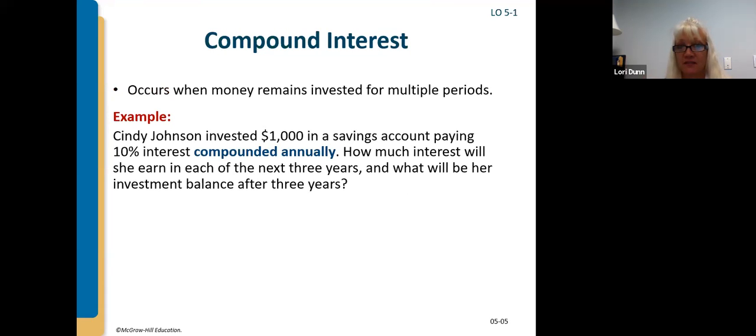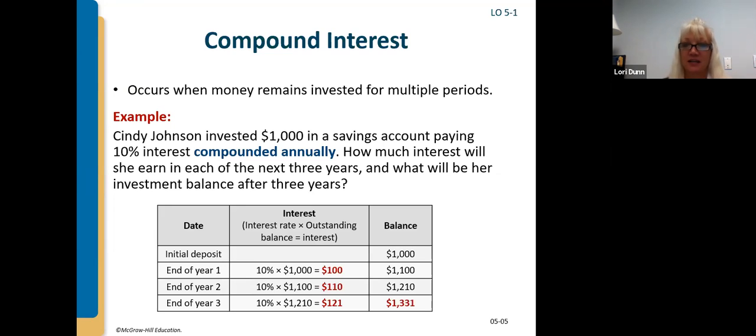But what happens when it's compounded? Well, now take a look. Cindy Johnson invested $1,000 in a savings account paying 10% interest compounded annually. How much interest will she earn? I didn't do this on purpose. In each of the next 3 years. And what will be her investment balance after 3 years? Very similar to what I just showed you in Excel.